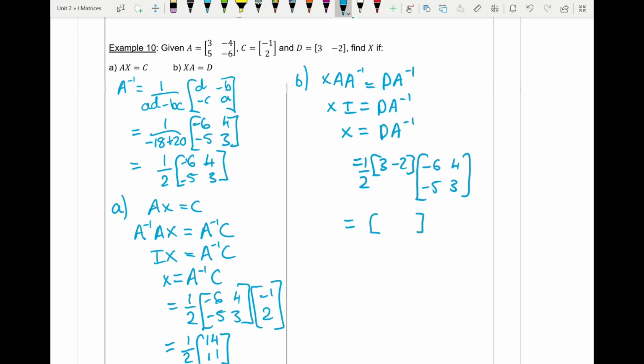So we get 3 times negative 6 is negative 18, plus 10 is going to give me negative 8. We then get 12 minus 6 is going to be 6. So that will give me negative 4, 3.